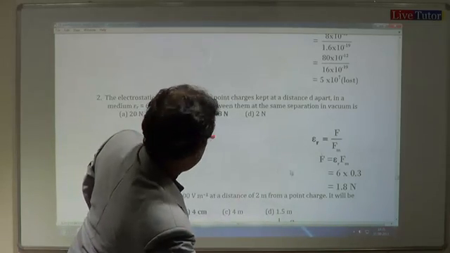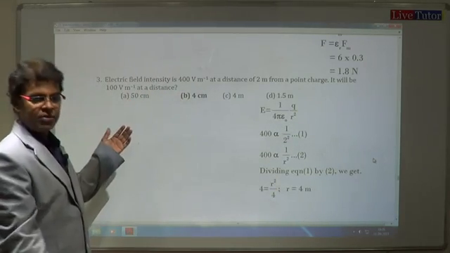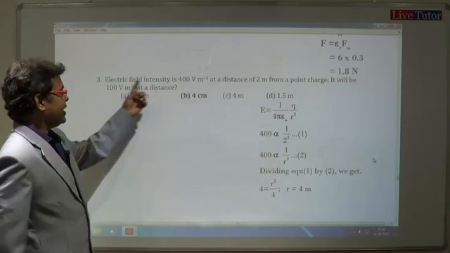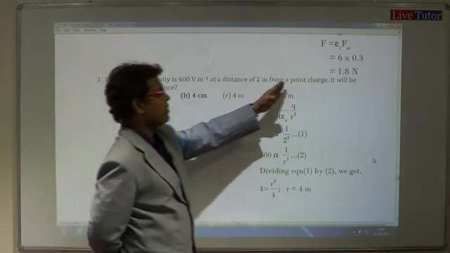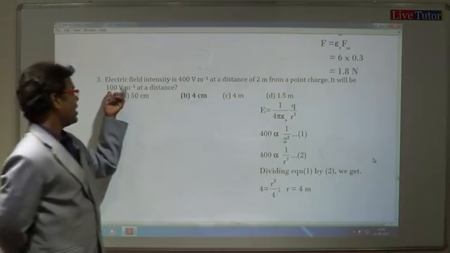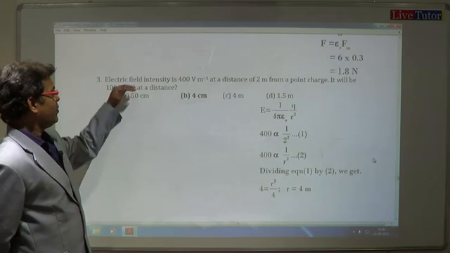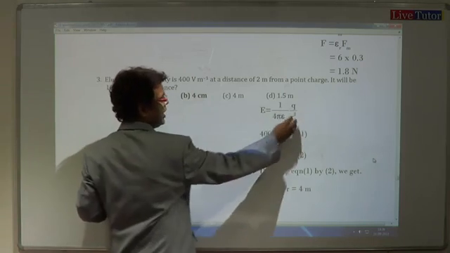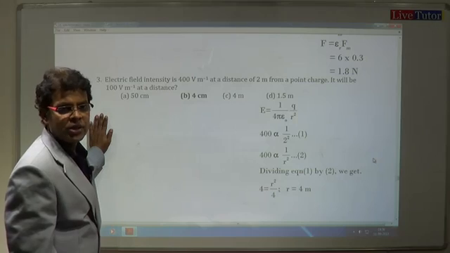See the next one. Though it is a multiple choice question, look at how big it is. Electric field intensity is 400 volt per meter at a distance of 2 meter from a point charge. They are asking at what distance it will be 100 volt per meter. We know the formula for electric field intensity: E is equal to 1 by 4 pi epsilon naught into Q by R square.